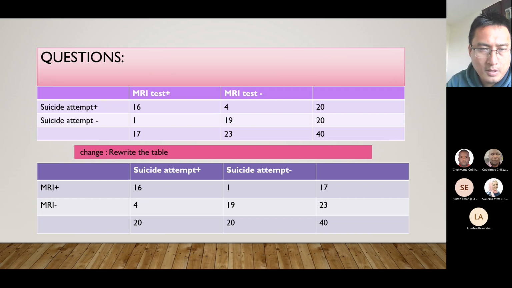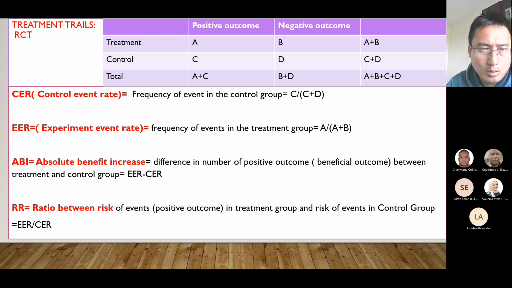Okay, so in an exam, if this comes, make sure you put the suicidal on this side. You flip it. Okay, so I've just copied one of the exam questions. So in this one, just flip the table. Okay, now we are going to the RCT.